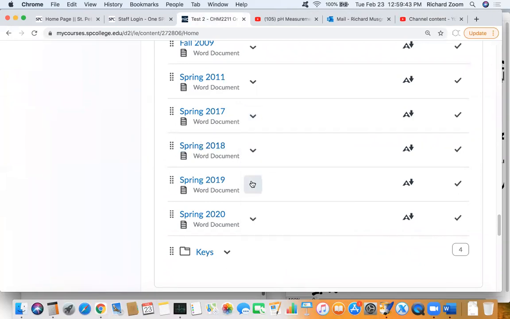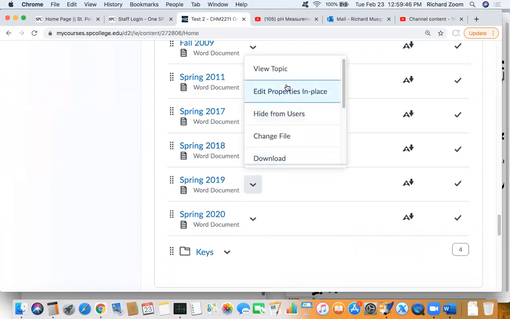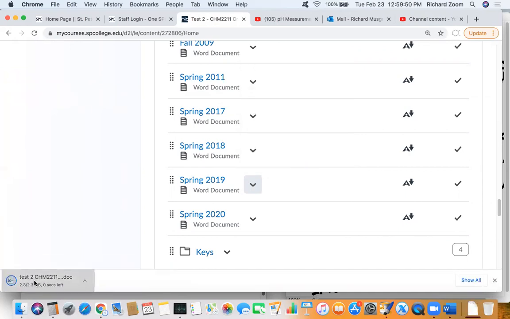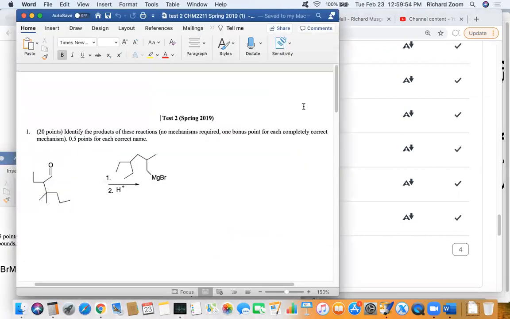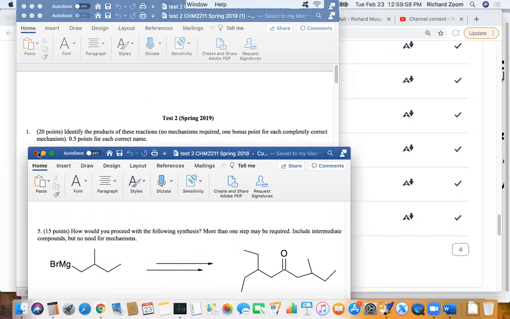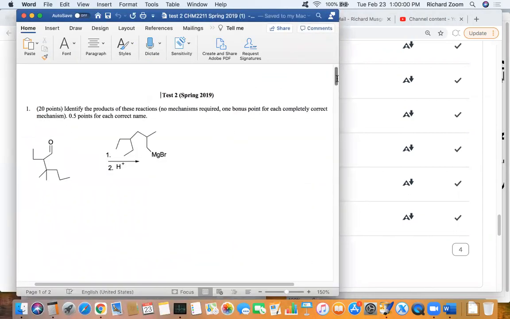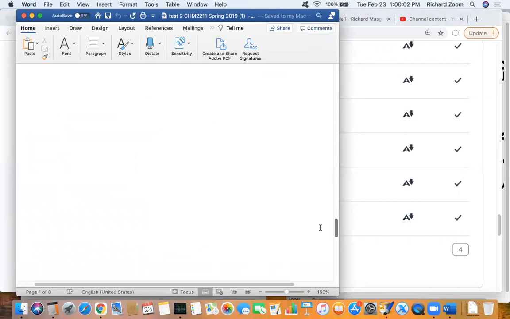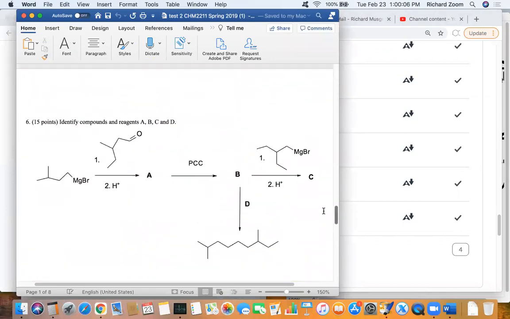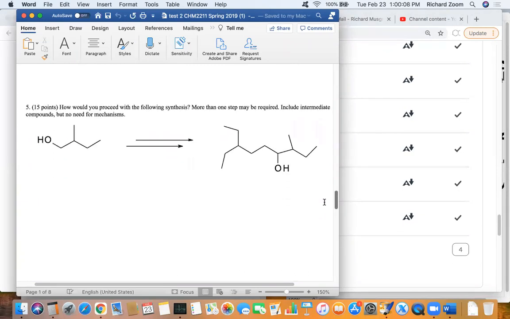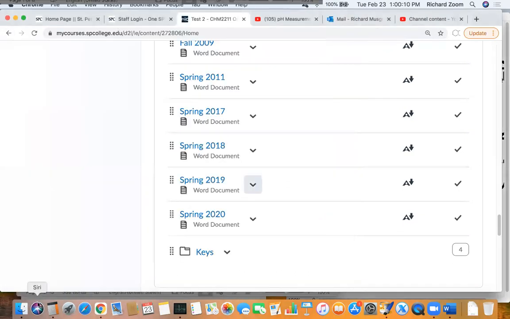All right, let's go back. We'll do spring 2019. I'll do this as an example. Now this is similar to the first one we did. Okay. So I'll go through this one.